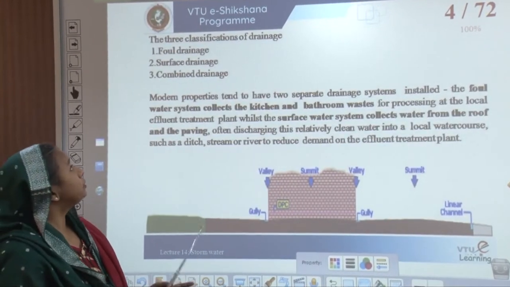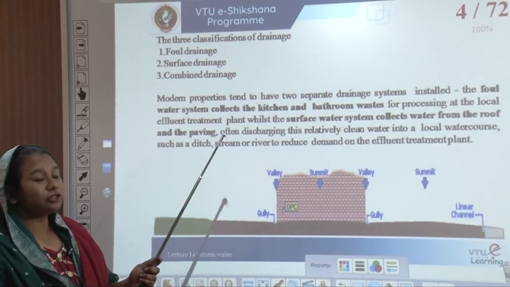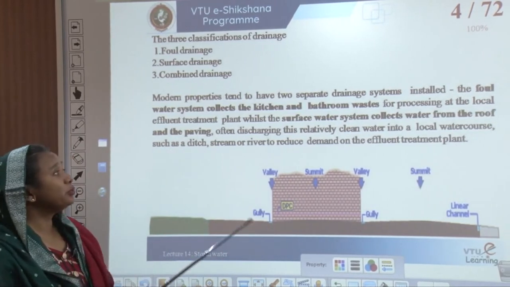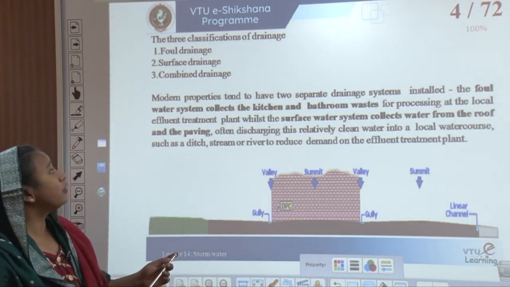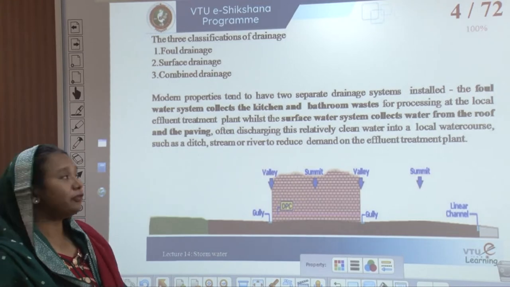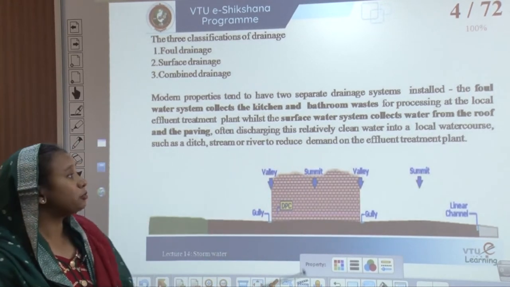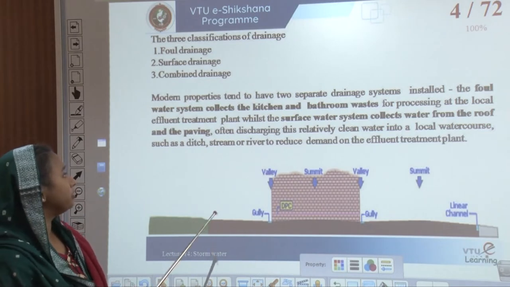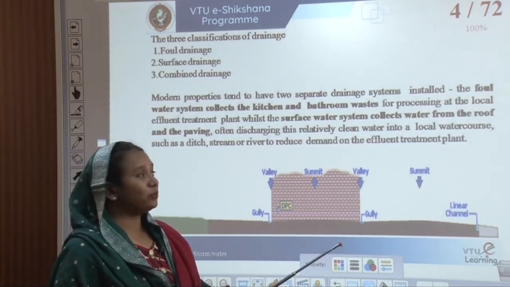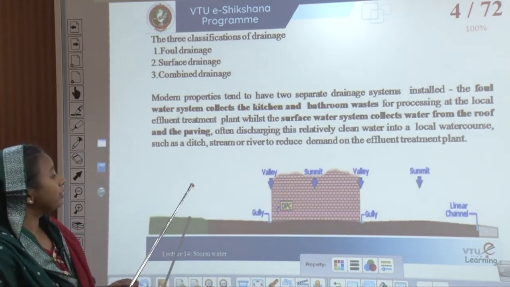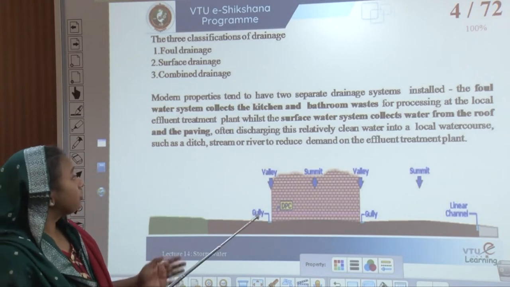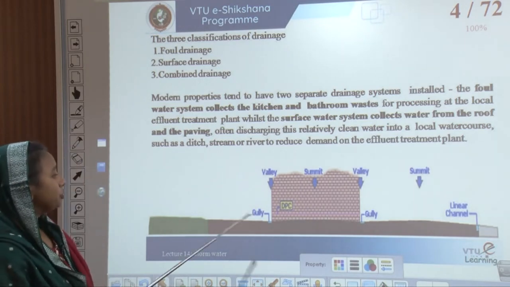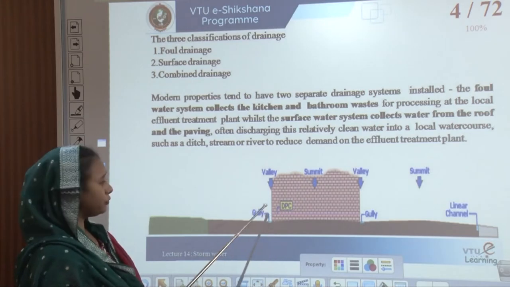Drainage is classified into three different types: foul drainage, surface drainage, and combined drainage. Modern properties tend to have two separate drainage systems installed. The foul water system collects all the foul water from the kitchen and the bathroom, and this water is processed at the local effluent treatment plants. The surface water system collects all the water from the roof and the paving and discharges it as clean water into a local water course, such as a ditch, stream or river, to reduce the demand on the effluent treatment plant.